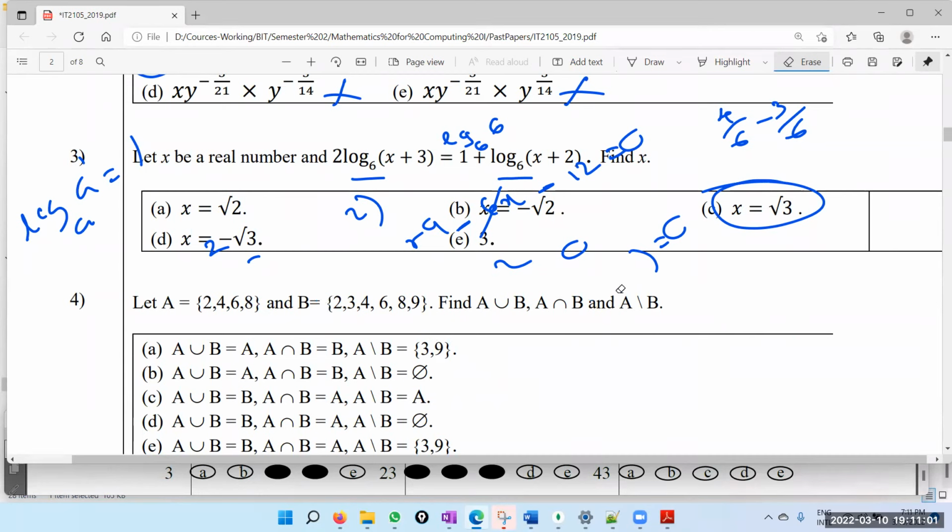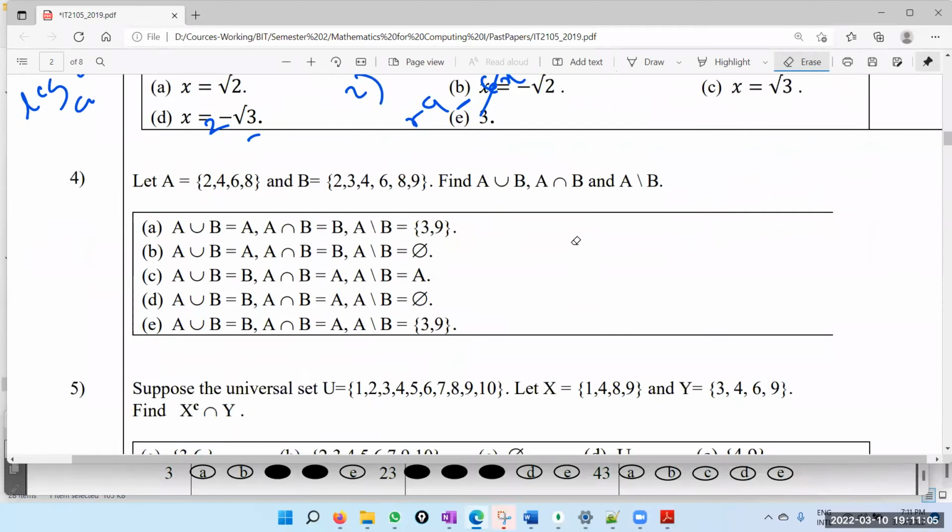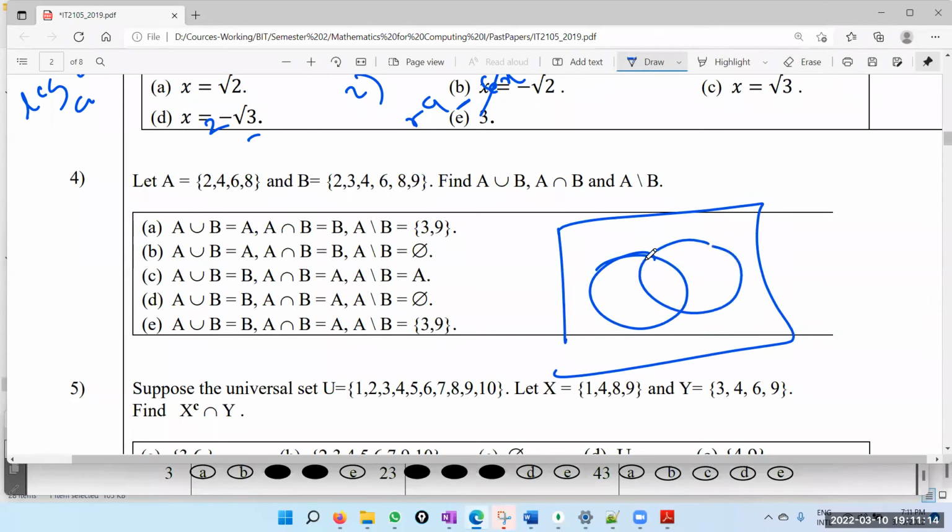Right. So now we are moving to the sets questions. Right. So A is this, B is this. Okay. So easiest thing is draw the Venn diagram. First draw the common things. 2 is common, 4 is common, 6 is common, 8 is common. So all are common. So that means definitely A is a subset of B.